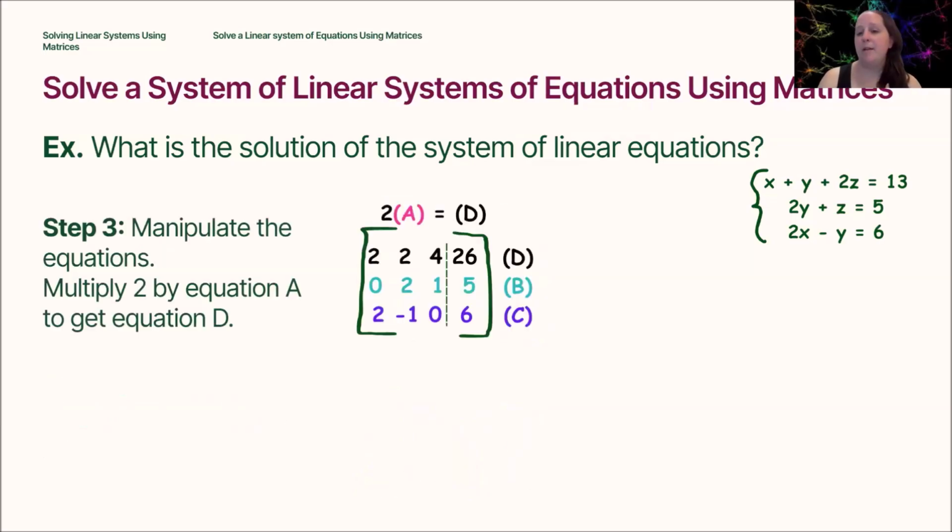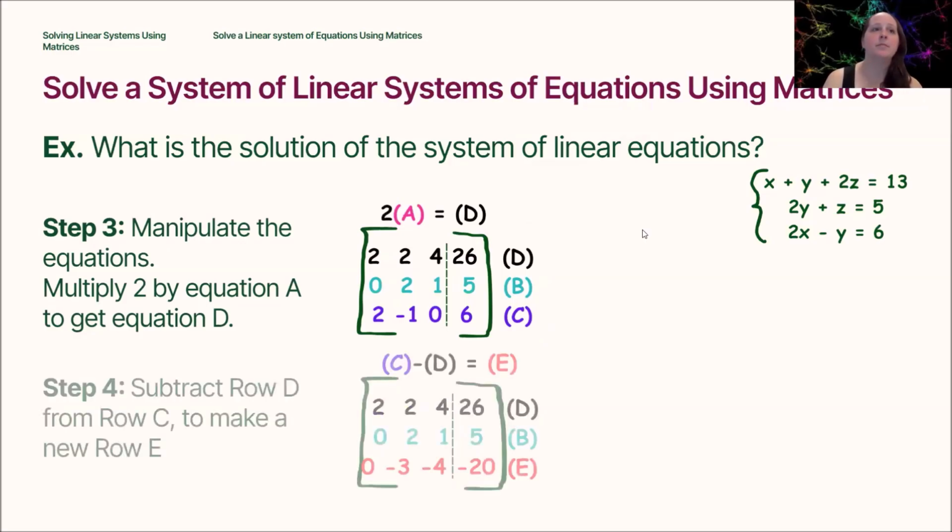I'm going to multiply my first row, 1, 1, 2, 13, by 2. That's going to give me equation D. Then I'm going to subtract C minus D to give me a new equation E. So again, C minus D: 2 minus 2, -1 minus 2, 0 minus 4, 6 minus 26.